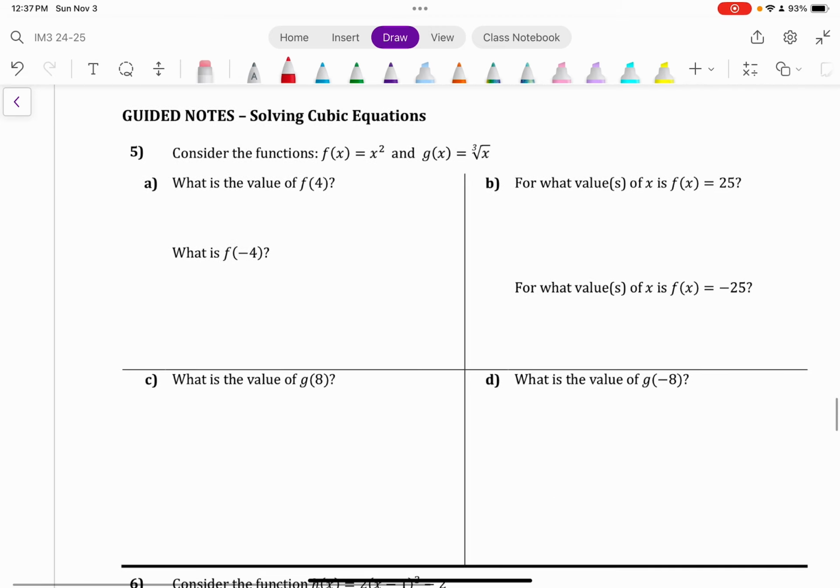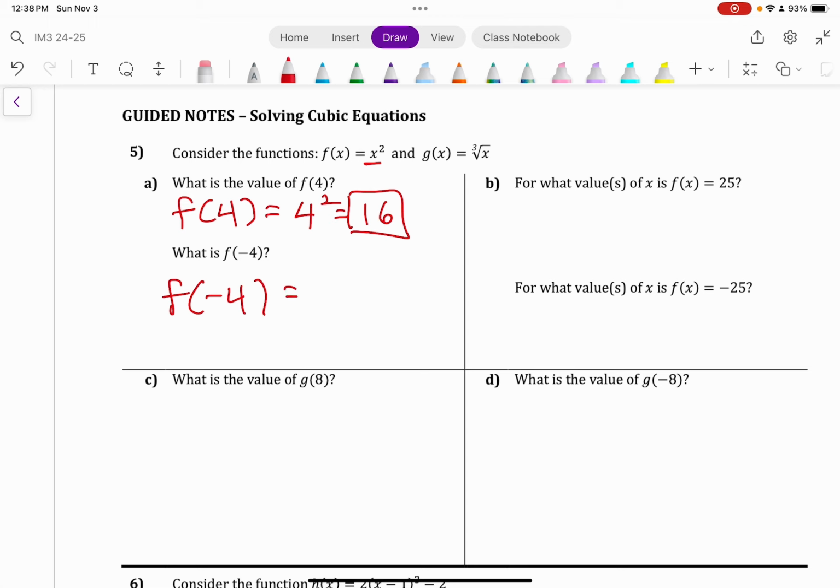Let's move on. How do we solve cubic equations? It's real simple. You just need to plug them in. Let's find f of 4. f of 4 is the following function, x squared. So f of 4 is 4 squared. Well, that's really easy. 4 squared is 16. Okay, let's do the next one. What is f of negative 4? Well, f of negative 4 is negative 4 squared, which is also 16.